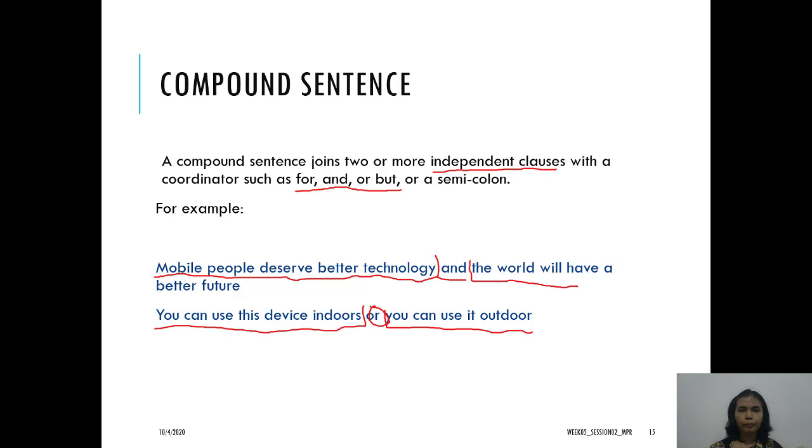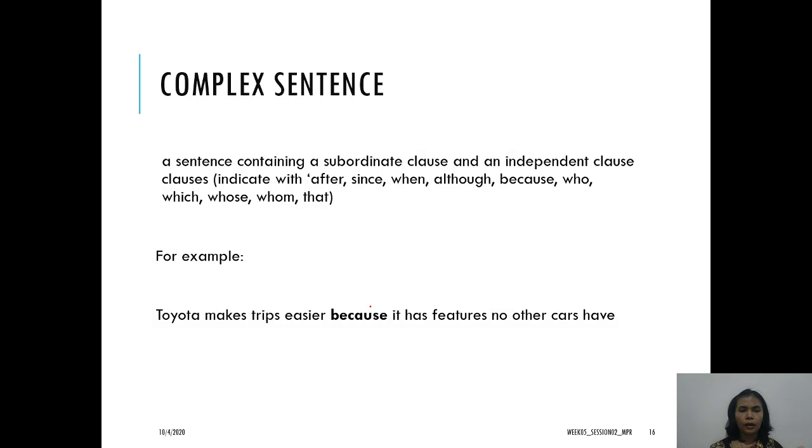Okay, now for the complex sentence, what does it mean by a complex sentence? It is a sentence that contains a subordinate clause and an independent clause. Or there's another word to say, main clause and the subordinate clause.